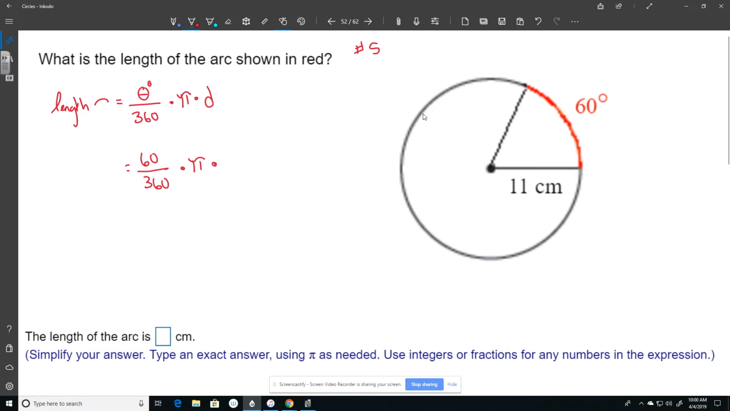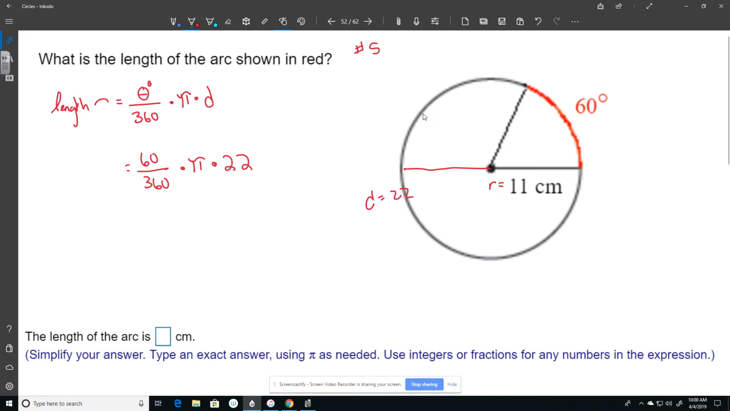So in this problem, the angle of my arc is 60 over 360 times pi times my diameter, which is this. 11 is my radius. Excuse me, radius is 11. We want the diameter, which goes all the way across. So my diameter is going to be 22. So don't times it by 11, times it by the diameter, which is 22. 60 over 360 times pi times 22.